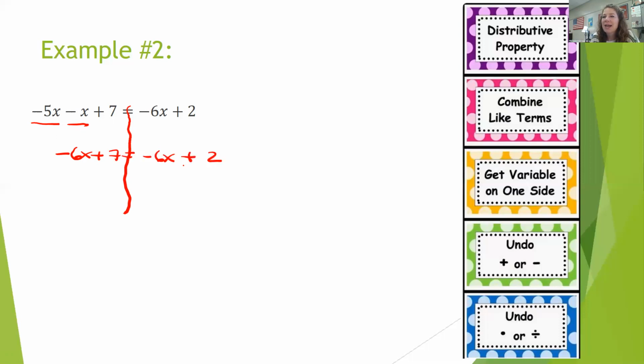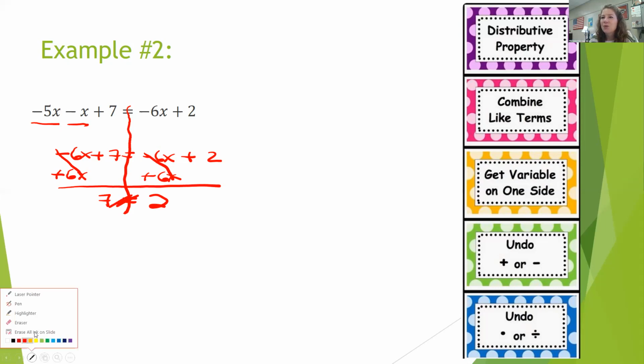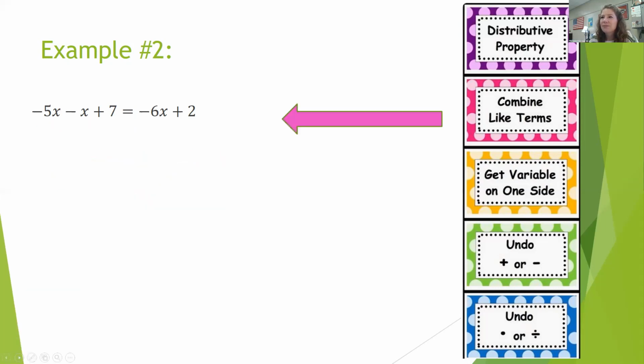Well, how am I going to get my x's together? I'm going to add 6x. That's the only way to cancel out a negative term, is to add. Well, when I do that, all of my variables cancel, right? What am I left with? 7 equals 2. Is that true? Does 7 equal 2? No, that's not true. Therefore, this equation has no solutions.